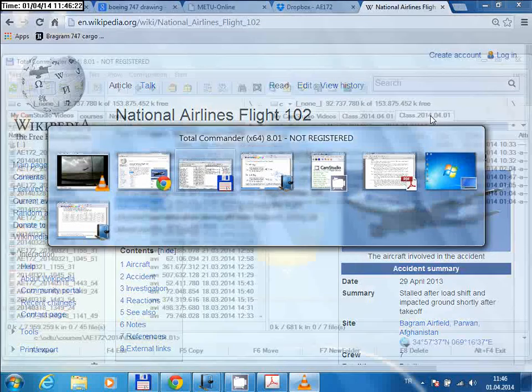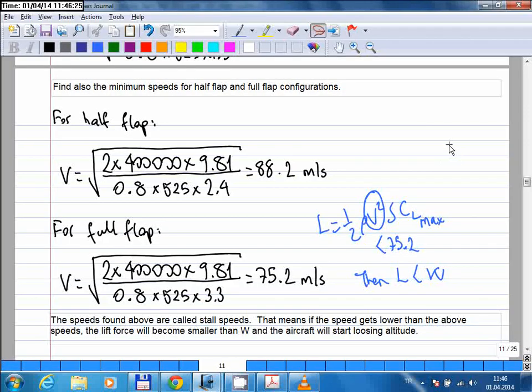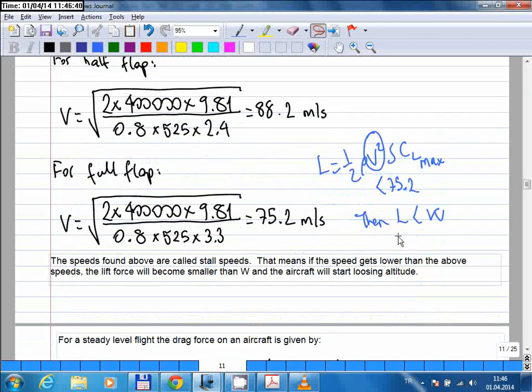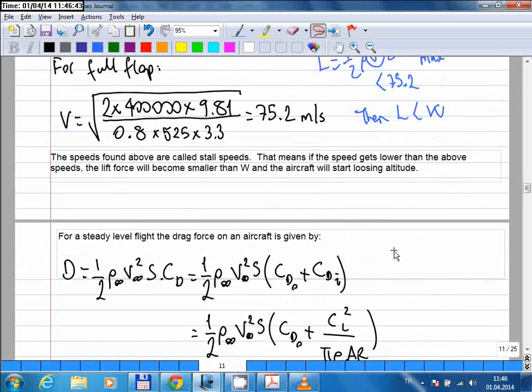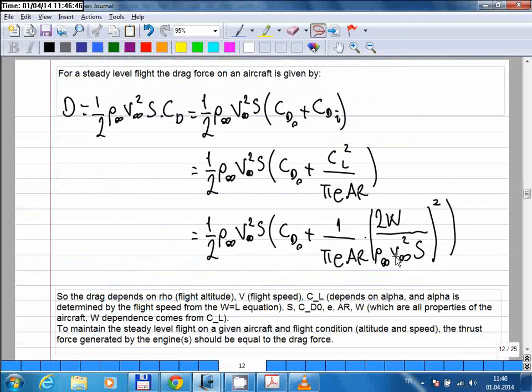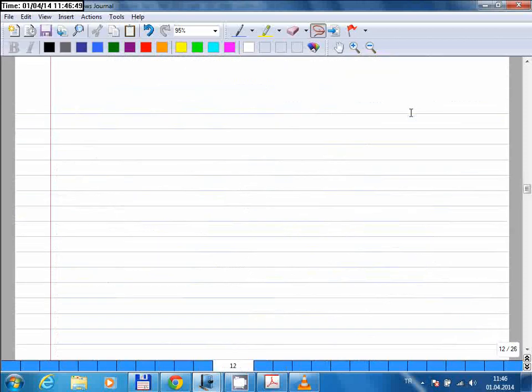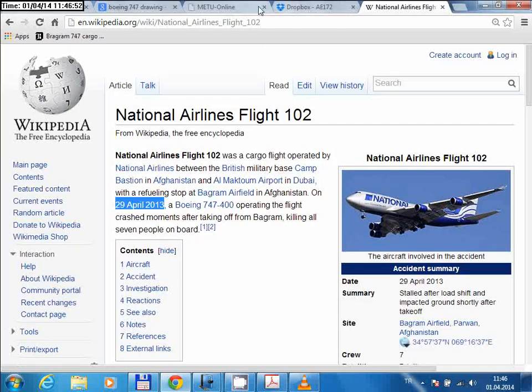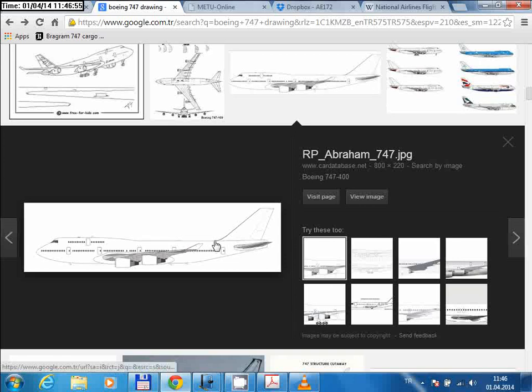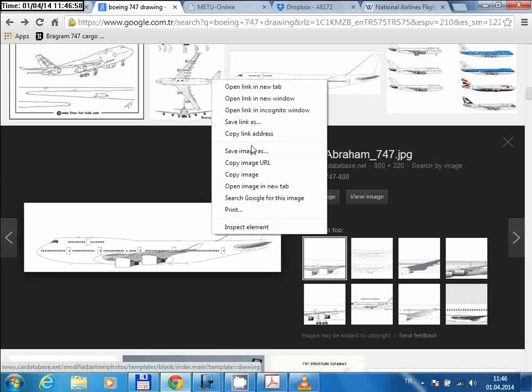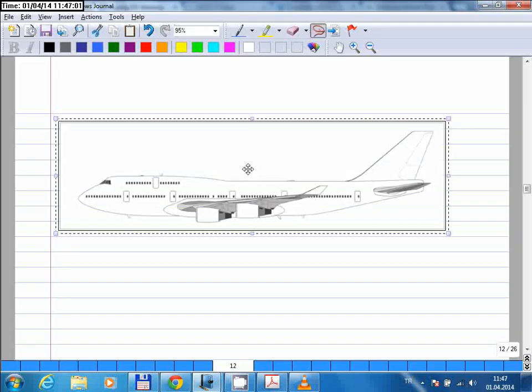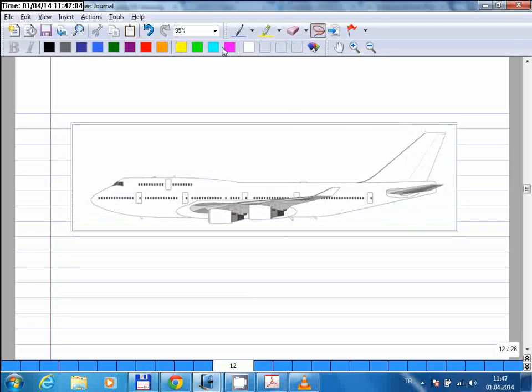By the way, as far as I know, the official accident report hasn't been released for this accident. So the official reason for the accident hasn't been explained yet, but there are several explanations, and I think this is most probably the case. So let's use this image. This is the aircraft we saw in the video.